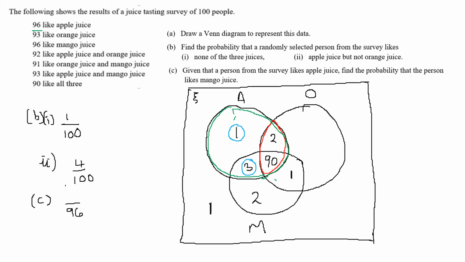Now out of those 96 people that like apple juice, how many of them like mango juice? So we're now looking at this intersecting area. And we've got 93 people that like apple juice and like mango juice. So we're going to get a probability of 93 over 96.